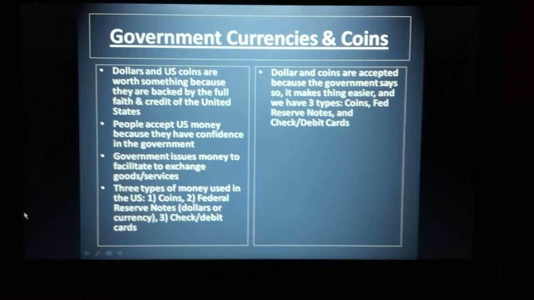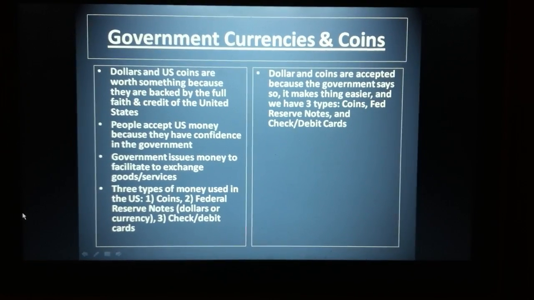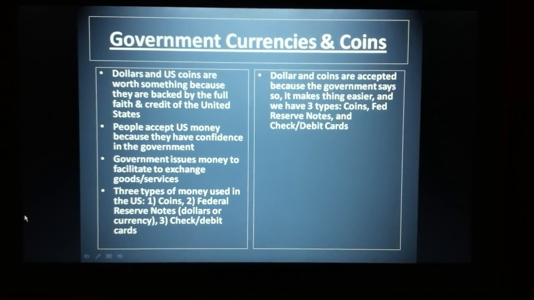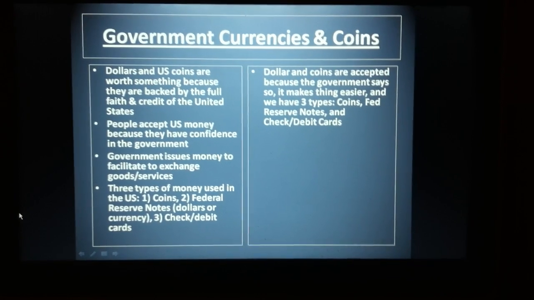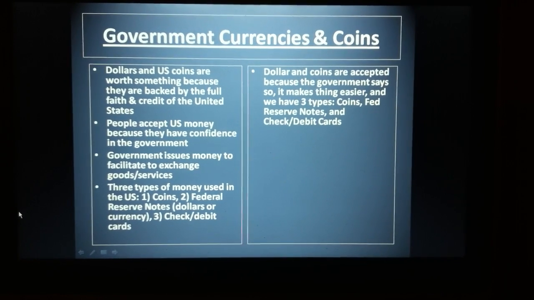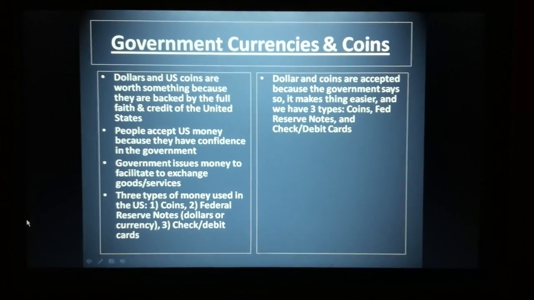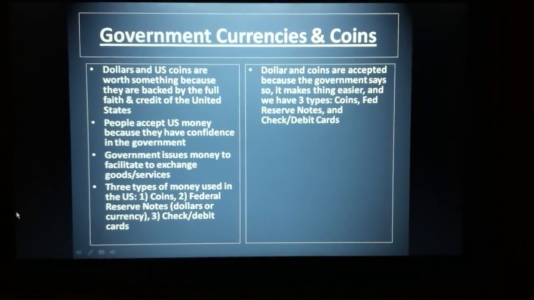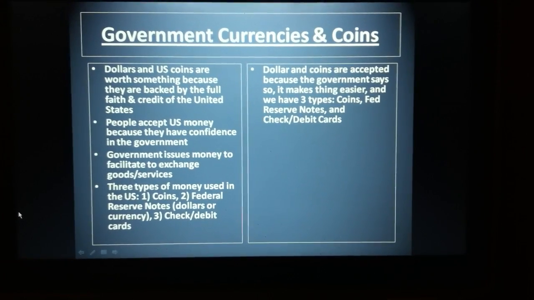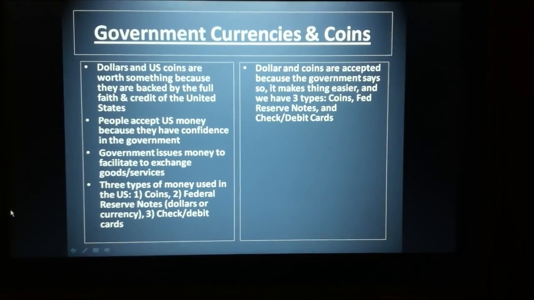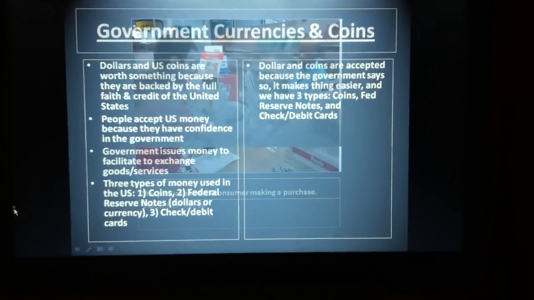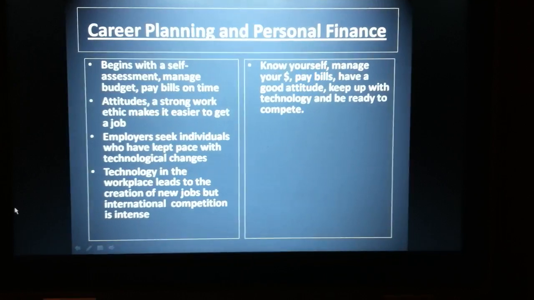Government currencies and coins. So dollars and U.S. coins are worth something because they're backed by the full faith and credit of the U.S. People accept U.S. money because they have confidence in the government, and government issues money to facilitate the exchange of goods and services. There are three types: coins, Federal Reserve notes or dollars, and check and credit or debit cards. So dollars and coins are accepted because the government says so. It makes things easier. So this picture shows it.